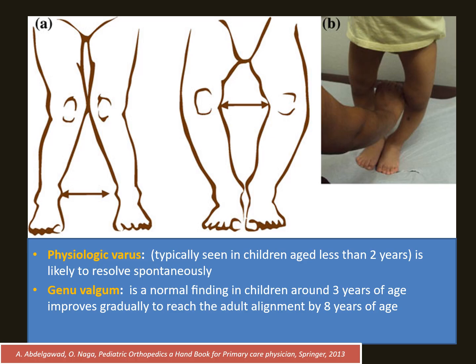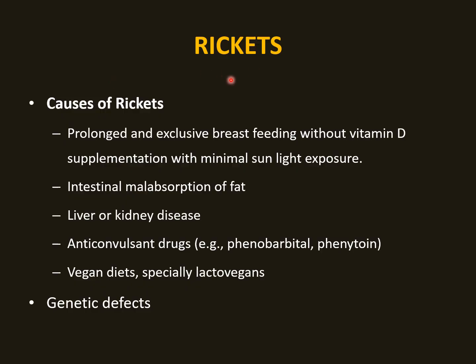Rickets occurs in growing children. Causes of rickets: prolonged and exclusive breastfeeding without vitamin D supplementation, especially if there is no sunlight exposure; intestinal malabsorption of fat, because vitamin D is a fat soluble vitamin; liver or kidney diseases; anticonvulsant drugs like phenobarbital; vegan diets, especially lacto-vegans; and genetic causes, which are rare.